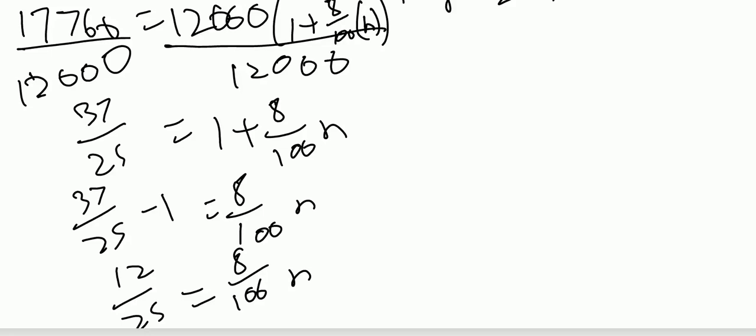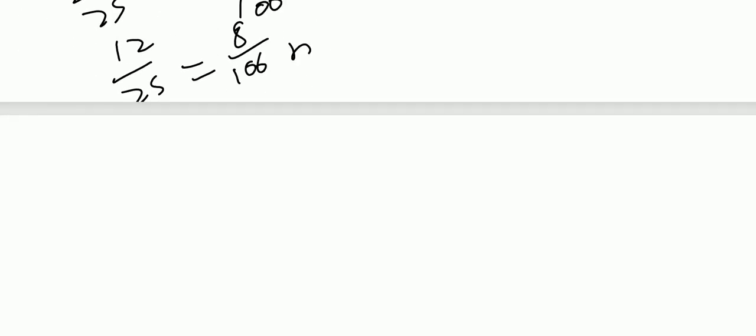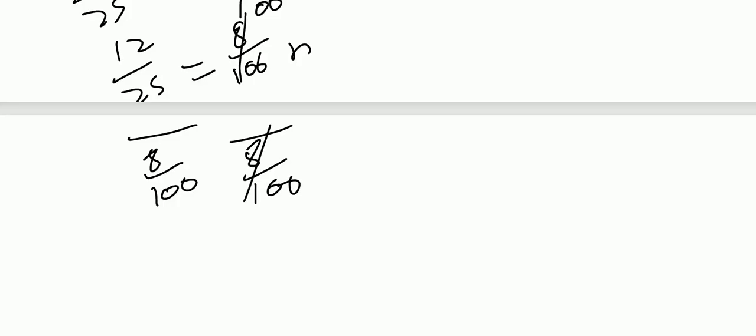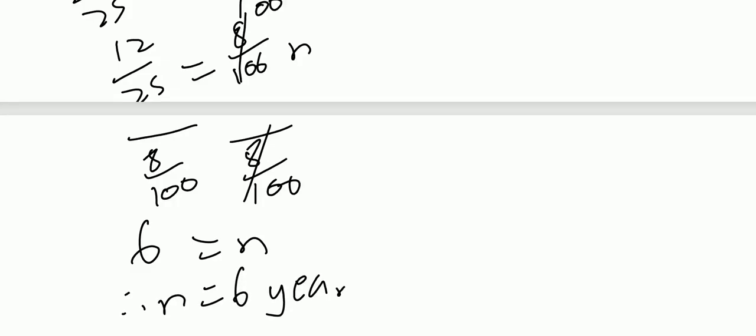But remember, we are solving for n. Then what must we do? We are going to divide both sides by 8 over 100. Then 8 over 100 cancels 8 over 100. Now we are left with n being equal to 6. We can conclude that n is equal to 6 years, since we know our n is in terms of years. Thank you. This is the end of the video.